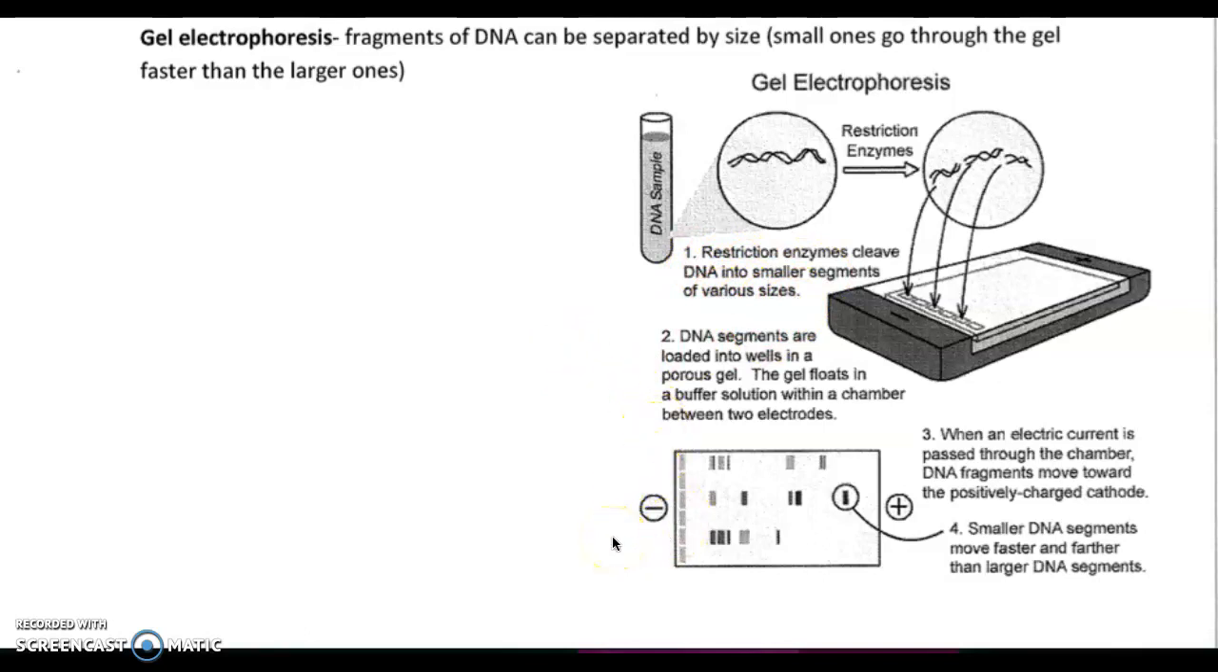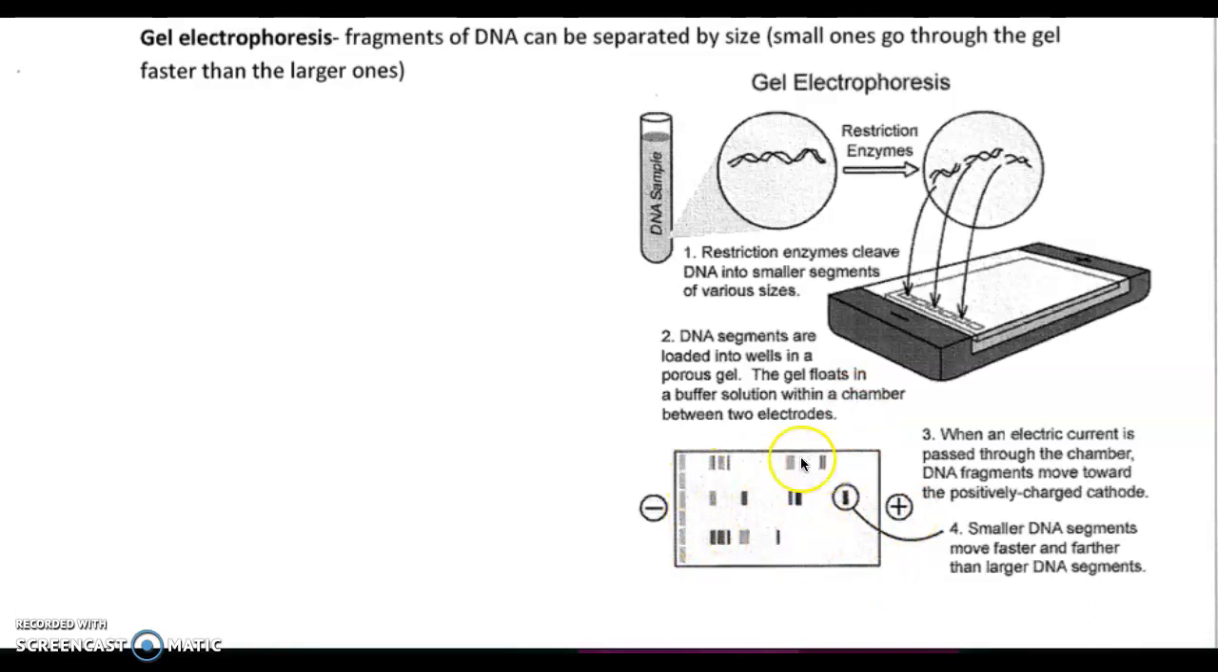The DNA is loaded into a gel, and the gel floats in a buffer solution between two electrodes. On the negative side, that's the top. The positive side is the bottom. When an electric current is passed through the chamber, the DNA will move from negative to positive. The bigger sequences will move slower, and they'll be closer to the negative side. And the smaller segments will move faster, and they'll be closer to the positive side.